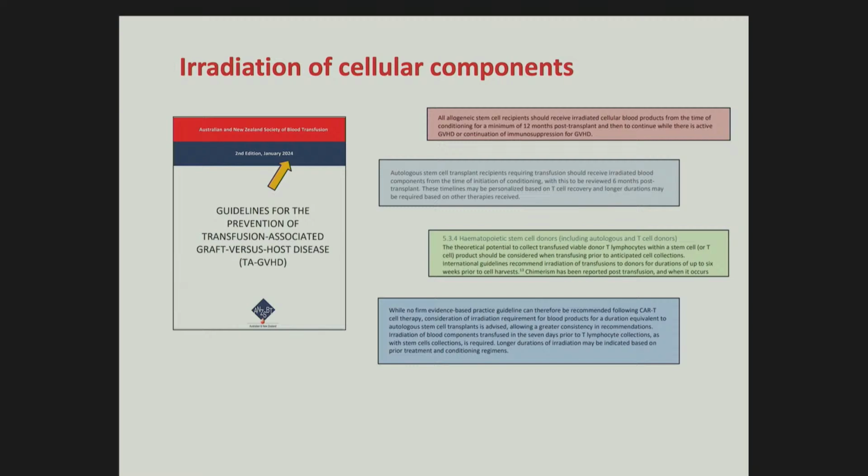So irradiated red cells, irradiated platelets. Just recently, we've updated our guidelines through the Australian and New Zealand Society of Blood Transfusion. These are based on objective data, were recently released this year, and it says that all allogeneic stem cell recipients receive irradiated cellular products, so red cells and platelets.